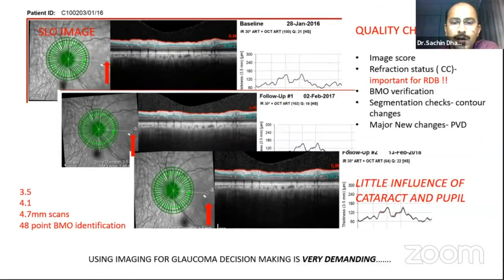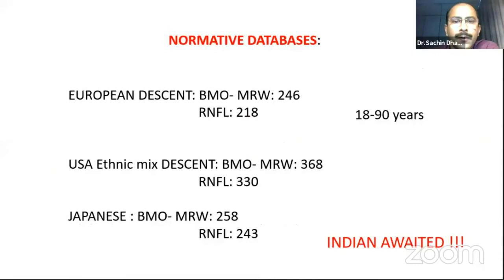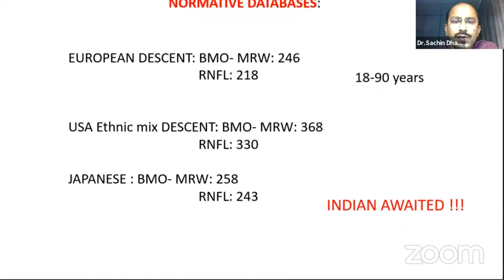So use of imaging in glaucoma decision making is a very demanding process. Normative databases, just for the knowledge, you have European, USA, and Japanese ethnic descent, 18 to 90 years of age. The Indian is still awaited, but a significant number which is comparable to most machines.